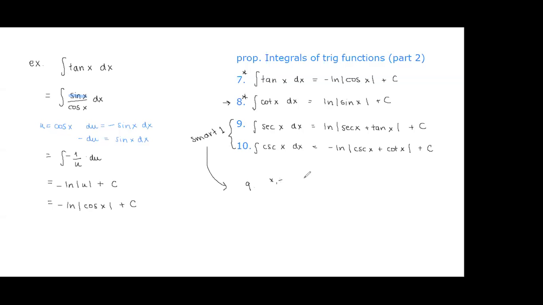So for the 9th integral over here, you're going to have to multiply and divide, or multiply numerator and denominator, by secant of x plus tangent of x, and then do a substitution. For number 10, you're going to have to multiply and divide by cosecant of x plus cotangent of x, and then do a substitution.